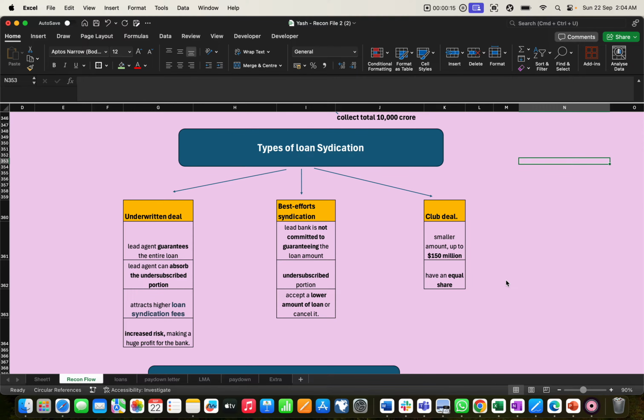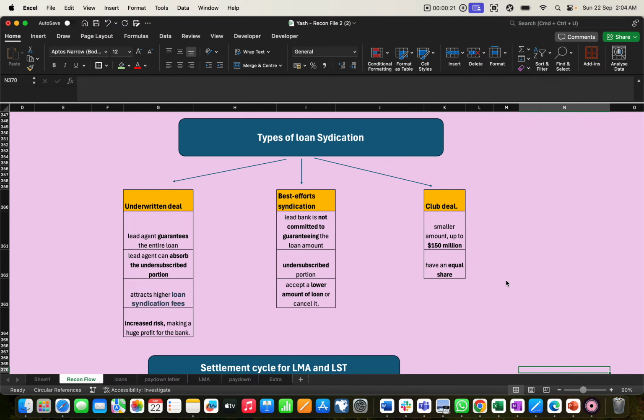We'll now discuss the types of loan syndication. We have three types: the underwritten deal, second is the best effort syndication, and third is the club deal. There are many terms and conditions that apply, but we have come with the most important parts that lenders and borrowers look at before they sign the agreement on what they want to exchange, on the basis of interest and the loan amount. First of all, we discuss the underwritten deal.